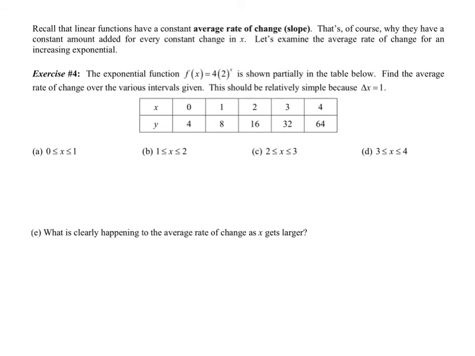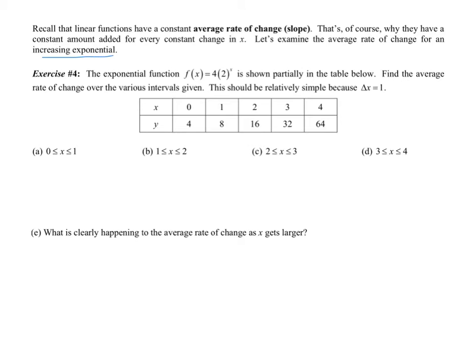Let's skip right to exercise number 4. Recall that linear functions have a constant average rate of change, slope. That's, of course, why they have a constant amount added for every constant change in x. Let's examine the average rate of change for an increasing exponential. So in exercise number 4, we're talking about an increasing exponential function.